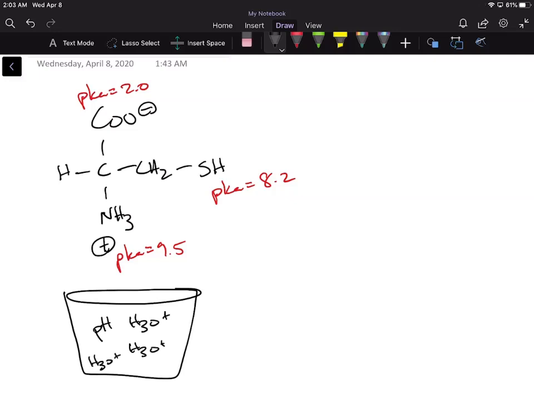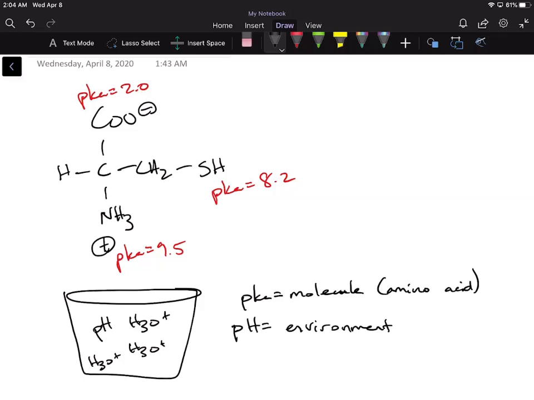So to simplify everything that I just said, when you're looking at your pKa, that is specific to your molecule. In this case it would be our amino acids. So I'm just going to put molecule, amino acid. Okay. And then the pH is your environment, which in this case would be your solution.